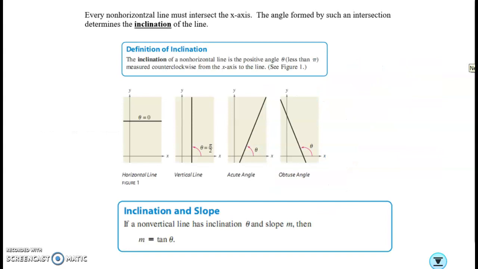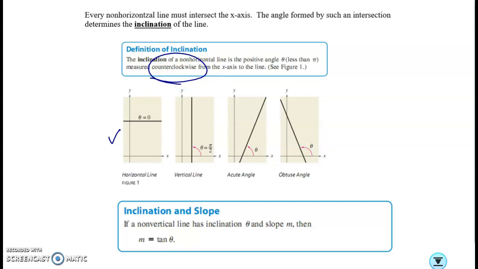So everybody knows that a line is going to intersect the x-axis in some place as long as it's not a horizontal line. A horizontal line never would intersect the x-axis unless it was the x-axis itself. But a line could be vertical and it would intersect then at a right angle. It could be an increasing line with positive slope and then it would intersect the x-axis with an acute angle, or it could be a decreasing line and it could intersect the x-axis with an obtuse angle. And this is called inclination. Inclination is the angle at which a line intersects the x-axis, measured again in the counterclockwise direction.